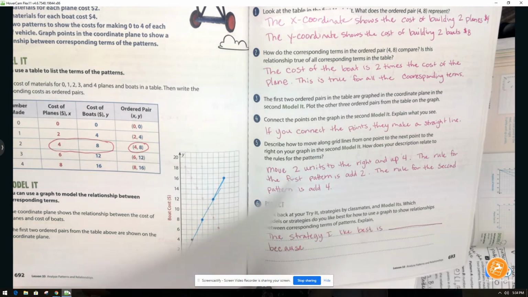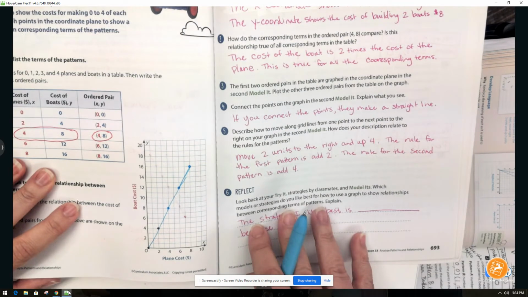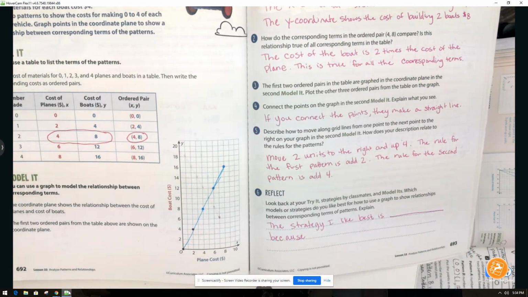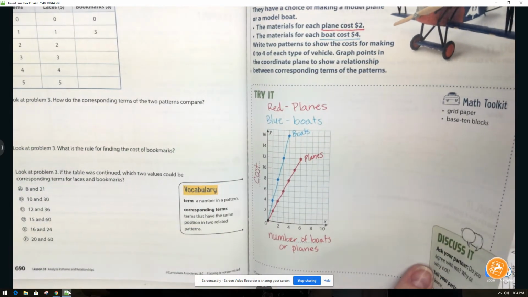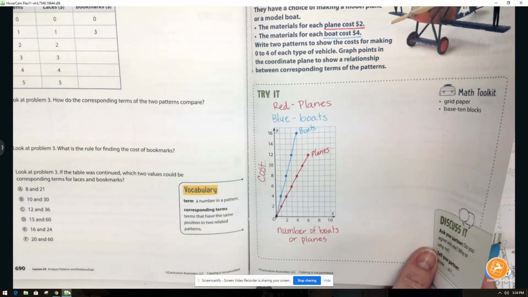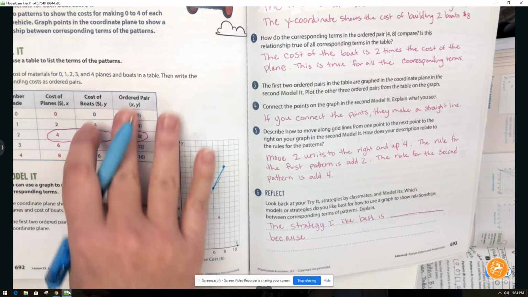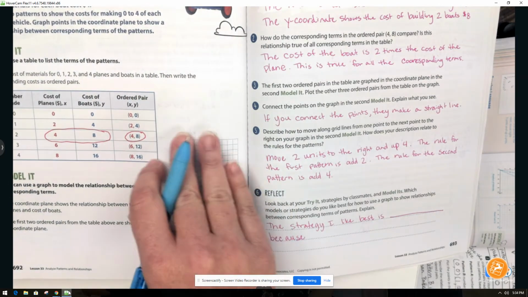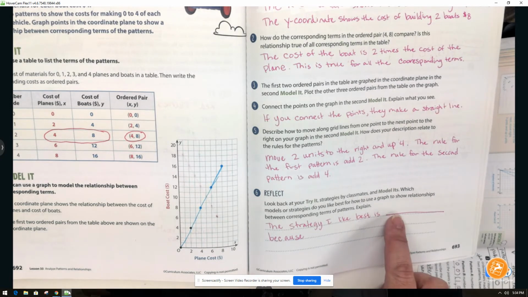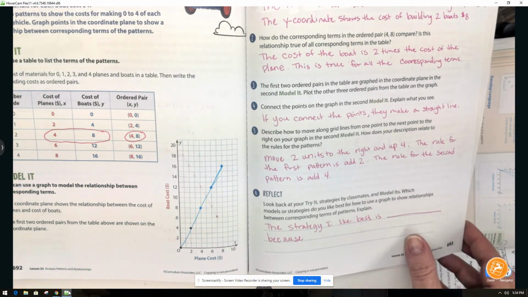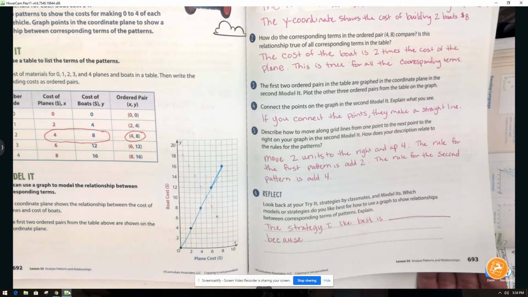Now, what is the strategy you like best when you are graphing to show the relationships between corresponding terms and patterns? Do you like to just do the graph like we did here, or did that kind of stress you out because you weren't really sure what we were going to be moving to next? Did you prefer to have a table and then to graph the points from the table? What is the strategy that you like best? Go ahead and write that down here and then tell me why. You can pause the video to finish working, and then when you're done, we're going to go to page 694.